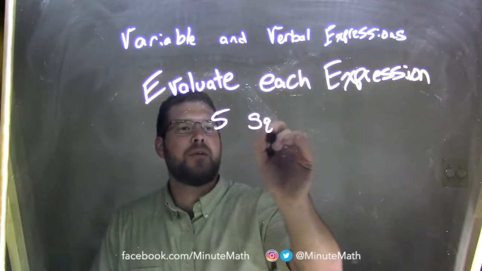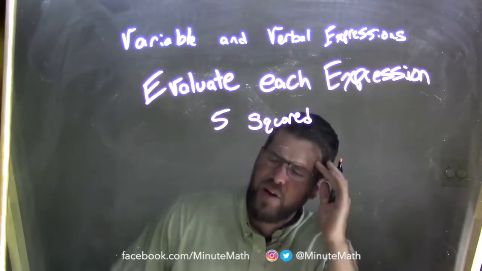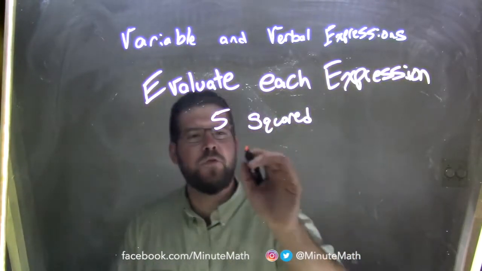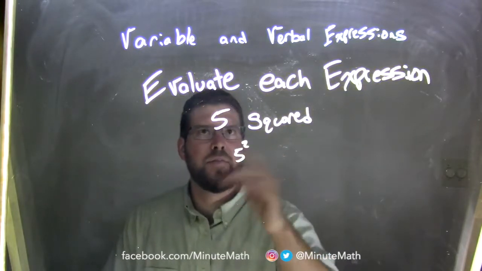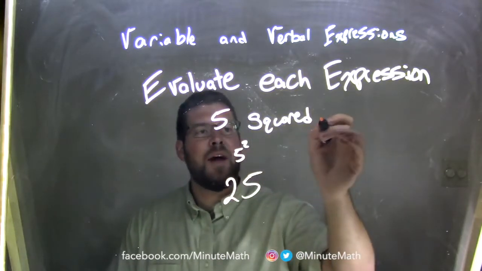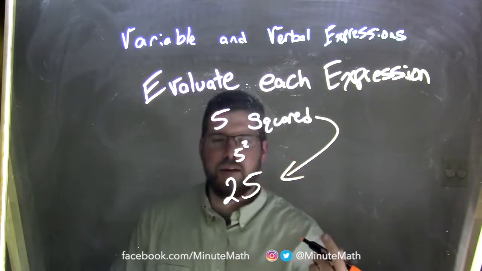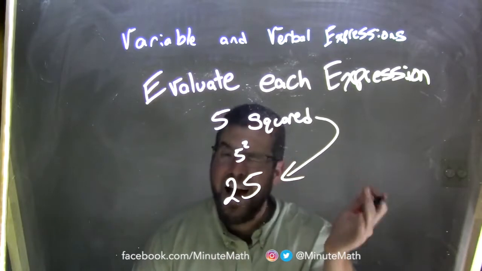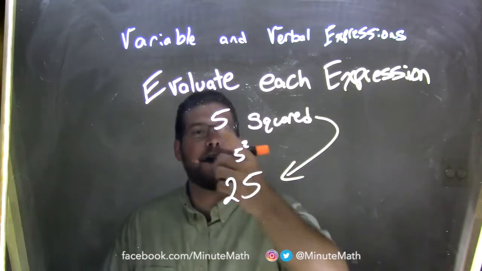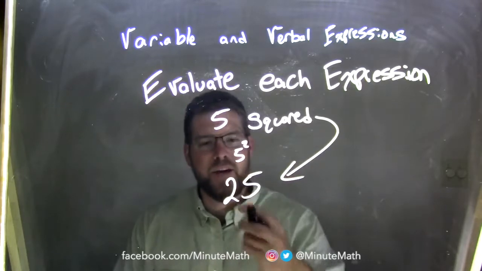Five squared. Okay, think about 5 squared. In my mind, I'm thinking that's 5 to the second power, 5 times 5. So 5 squared, 5 to the second power, that's 25. So I'm evaluating that verbal expression right here. And in my head, I'm thinking about what that 5 squared looks like, 5 to the second power. We're going to practice without writing it out, but sometimes you might need to see it written out. But really, that's what's happening. 5 squared is 25, where you evaluated that verbal expression to get the number 25.